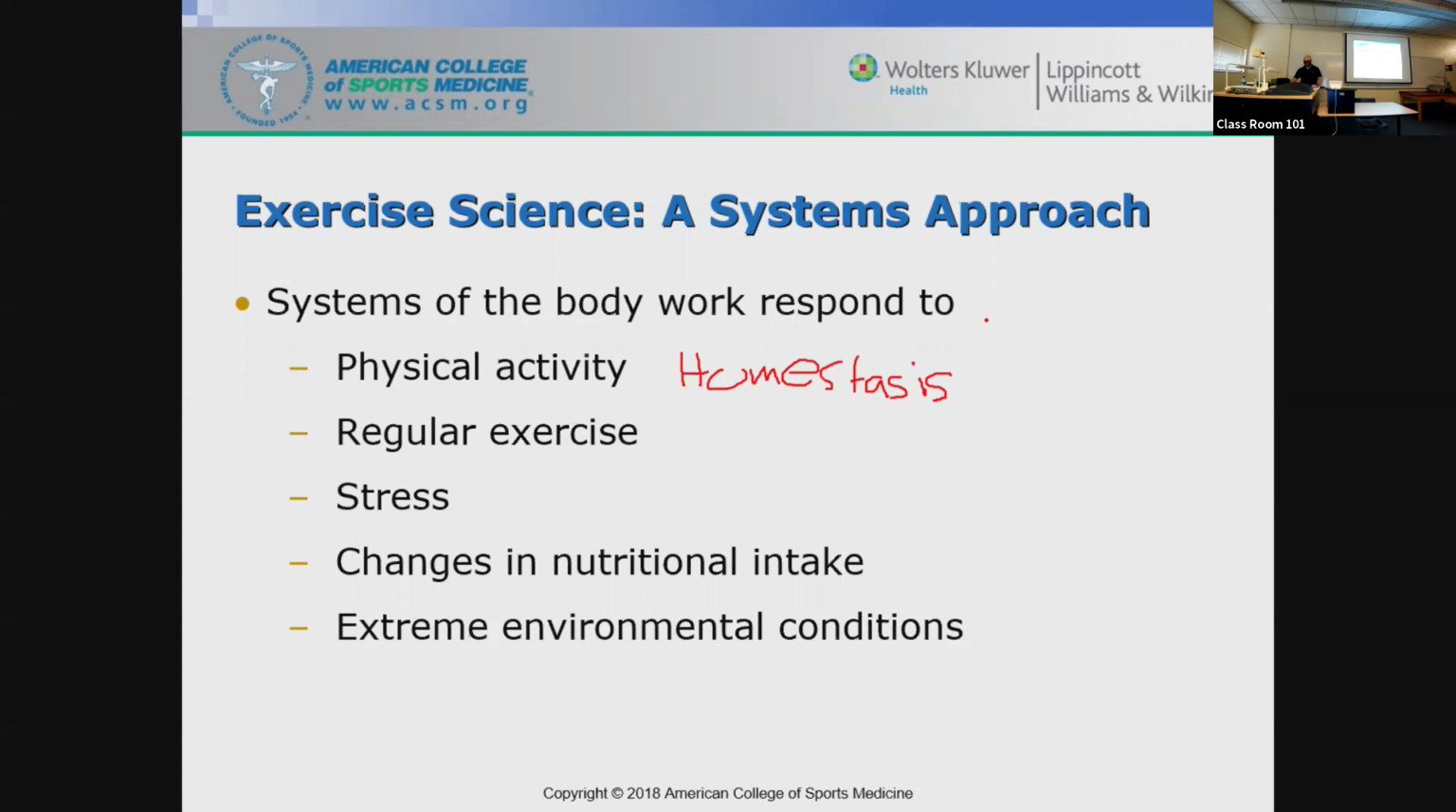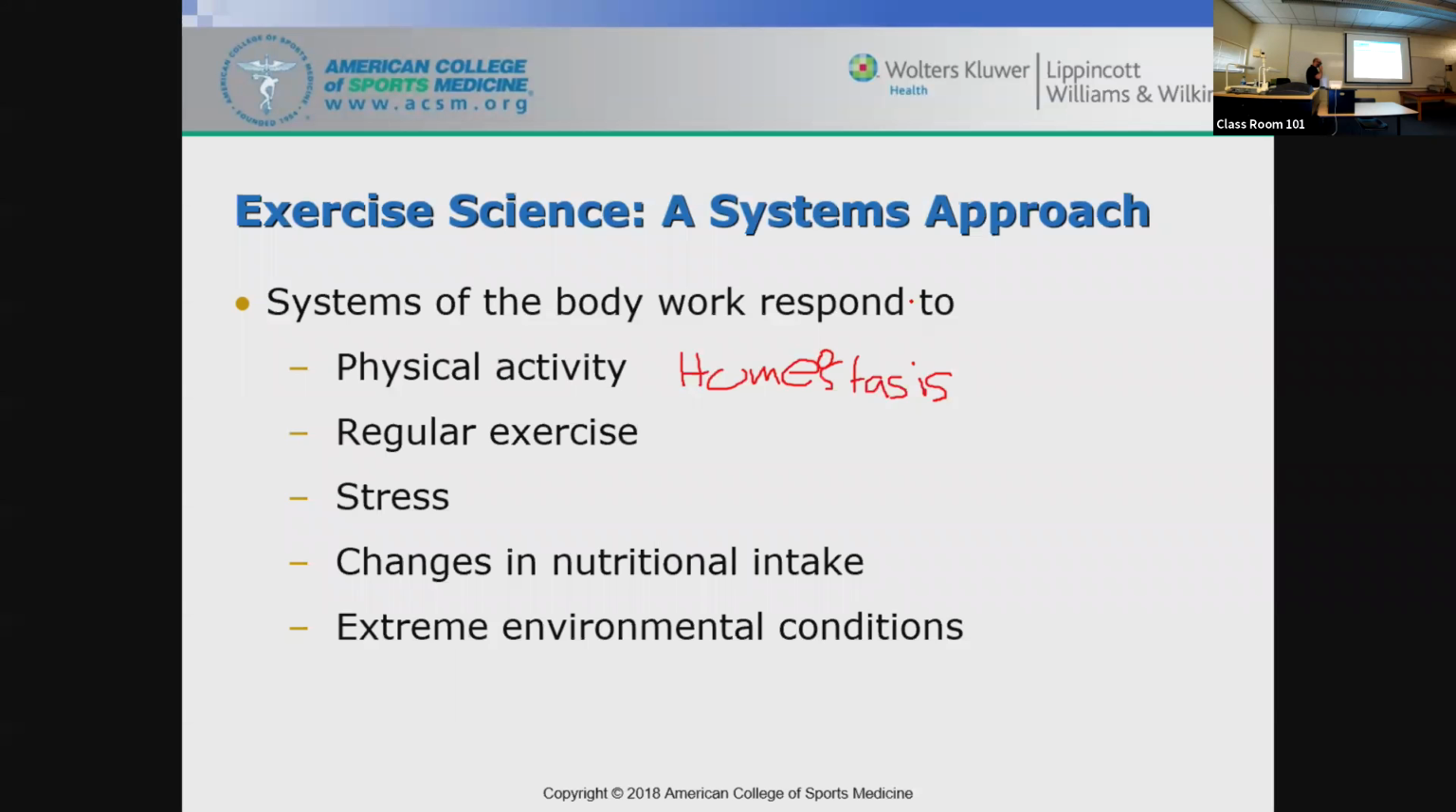Oh, there should be an O right there. Sorry. Look, Bob, look what I drew. Oh my goodness.